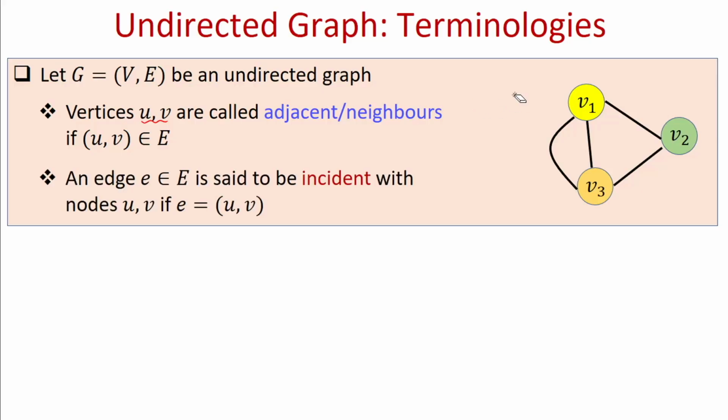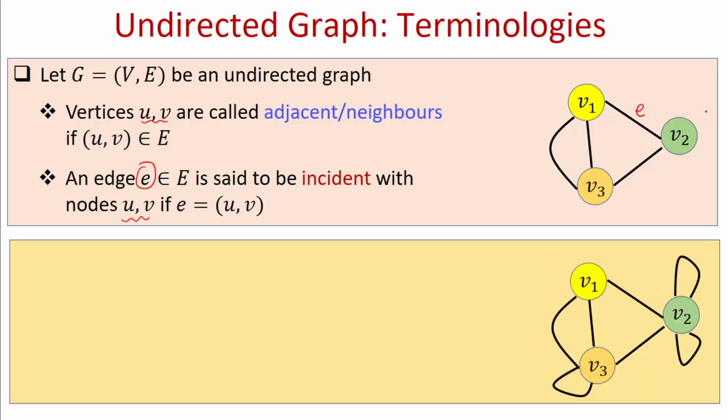Then if we are given an edge small e, then we will say that it is incident with the nodes u comma v if u and v are the endpoints of the edge. So for instance, if I consider this edge small e, then v1 and v2 are incident with respect to this edge because they are the endpoints of this edge e, and so on.